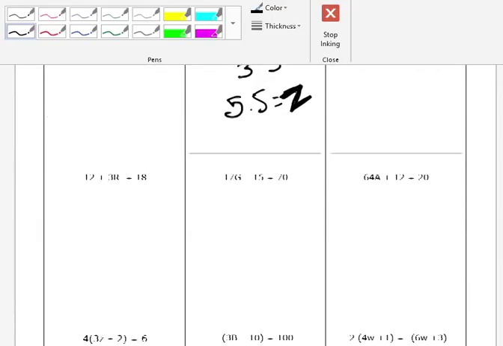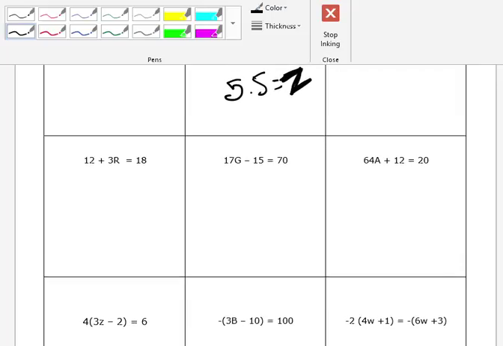Let's take a look at the second row here. And here we have a couple of two-step equations. So I'll go ahead and just do the third one. I'm going to do minus 12 on both sides. So I'm left with 64a is equal to, and then I have 20 minus 12 is equal to 8.